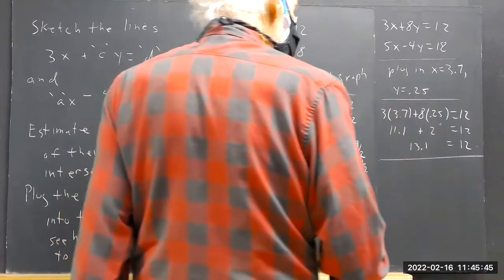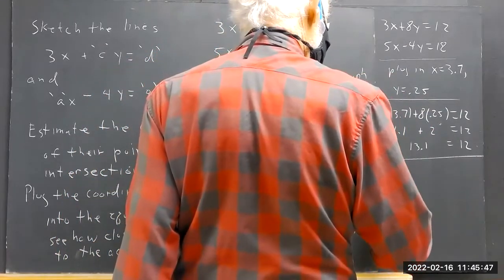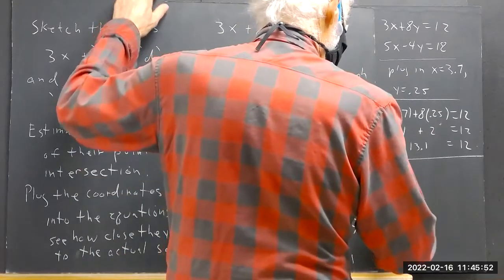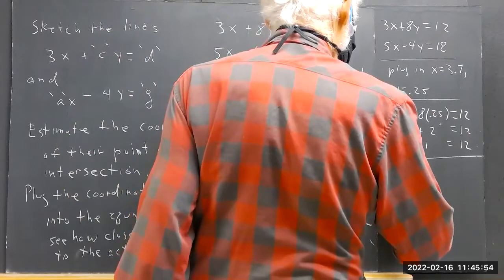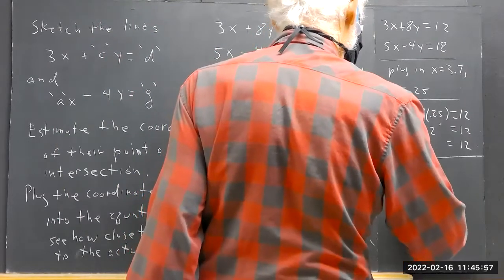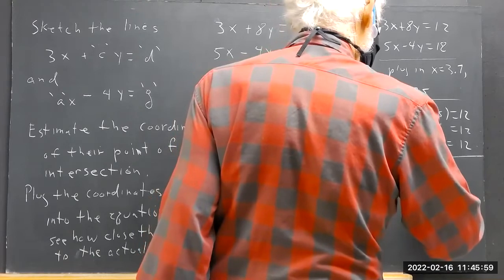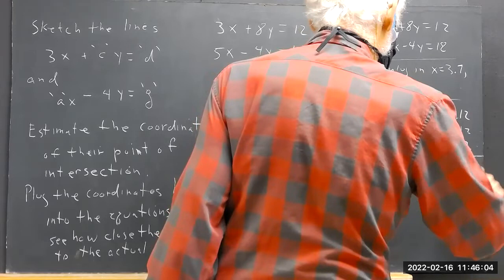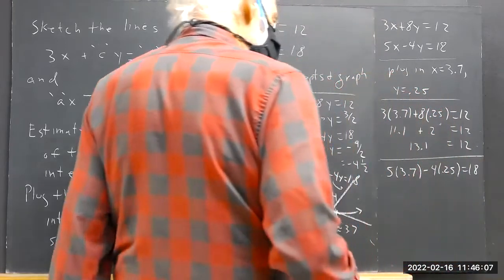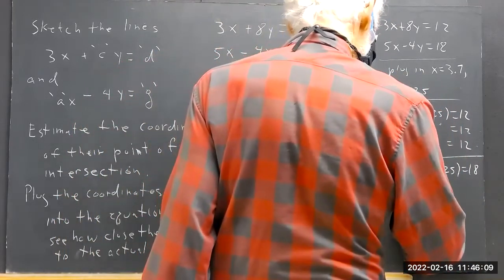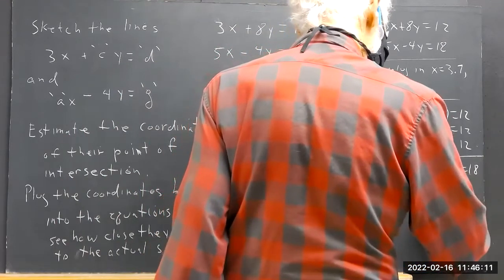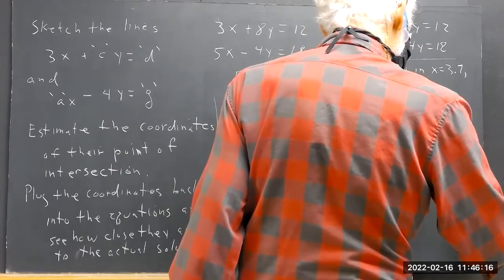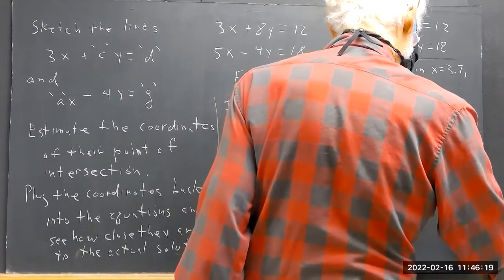Let's see how it works out in the second equation. So you get 5 times 3.7. If these are off, it's probably going to be a bigger error up here, minus 4 times 0.25 equals 18. Now, 5 times 3.7 is 18.5, if I get my arithmetic right, minus 1. That should equal 18. It's actually 17.5 equals 18.